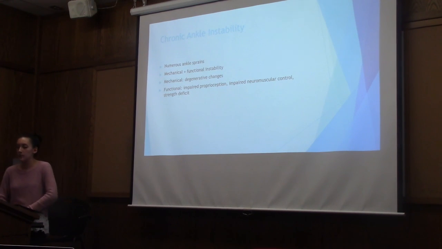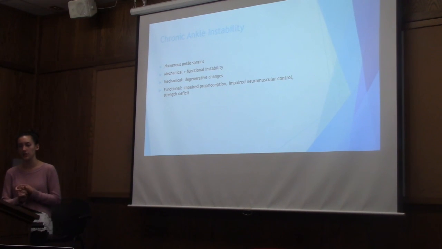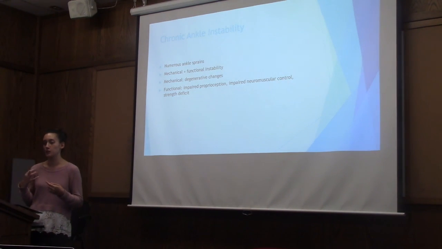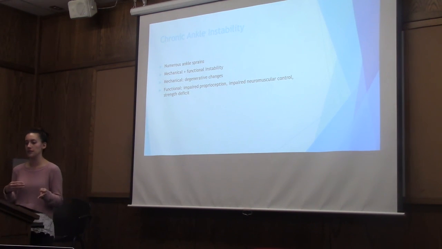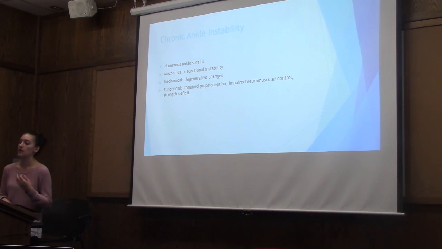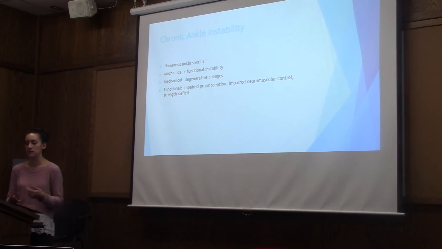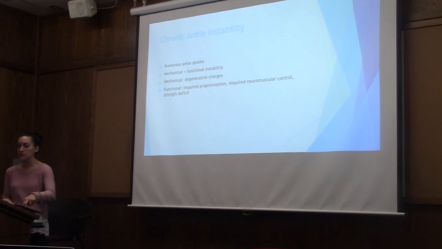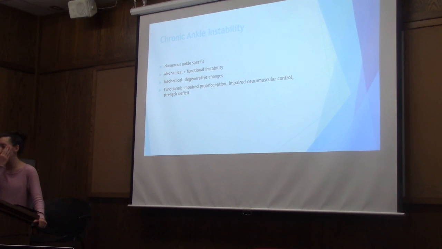So chronic ankle instability is characterized by numerous ankle sprains, and the two things that lead to it are mechanical and functional instability. Mechanical is degenerative changes, so a breakdown in the actual structure of the ankle, and functional is, like we talked about, impaired proprioception, impaired neuromuscular control, strength deficit. So you can't control your muscles or you're unbalanced. Those lead to chronic ankle instability. You'll talk about that tomorrow. He should show you a graph.